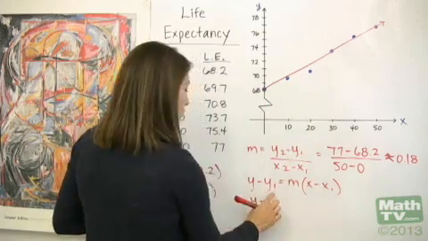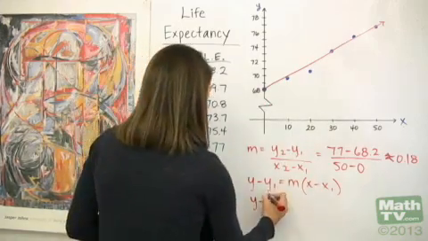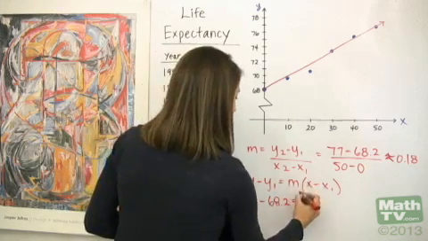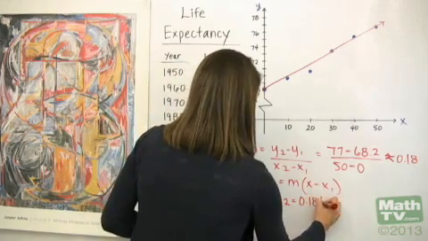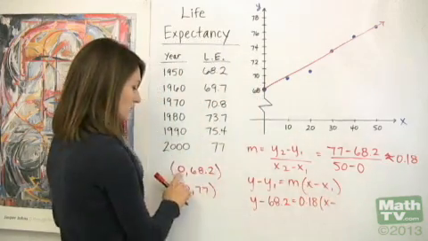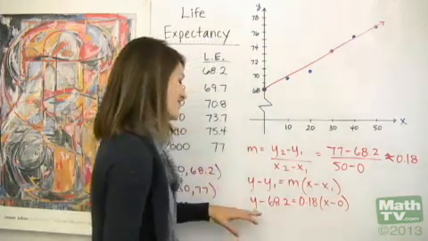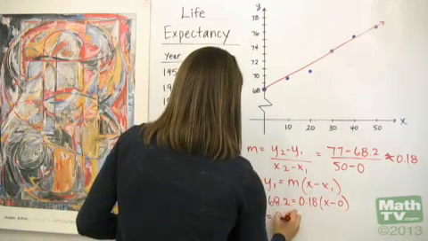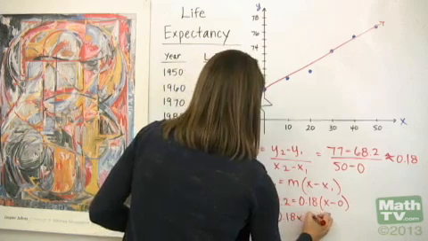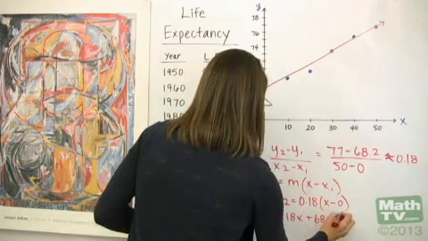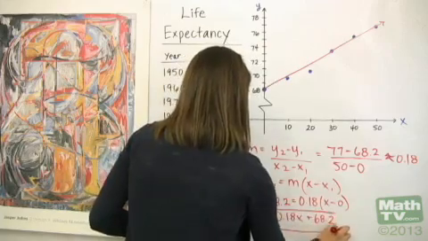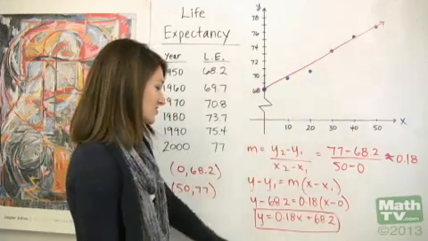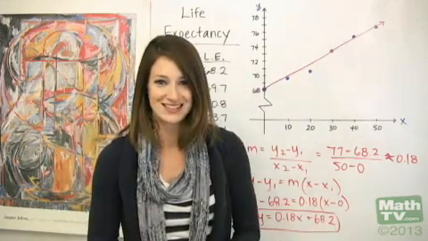So y minus y1, we're going to use our first point here, 68.2 is our y value for that point. That's equal to m, which is 0.18, times x minus our x1 value, which is 0. And then if you were to simplify this equation and solve for y, you'd get y is equal to 0.18x plus 68.2. So this is our equation that represents our line of best fit for this set of data. So now let's use this equation and we'll approximate some values.